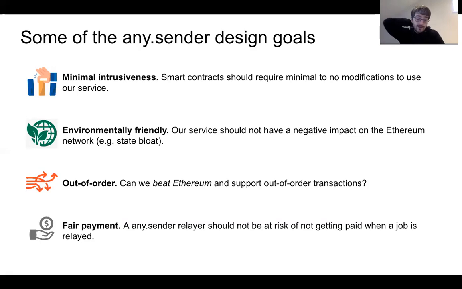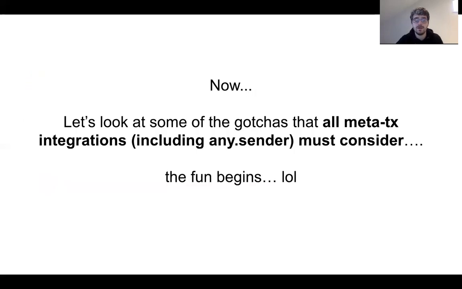One really cool thing about any.sender is that we have this novel replay protection, and we can actually beat Ethereum. You can give us 10 meta transactions, we can deliver them out of order, and the replay protection still works. And I'll talk about that at the end. And finally, there should be a fair payment. If the relayer is going to send this job on behalf of the user, the relayer should never be at risk of not getting paid for the job.